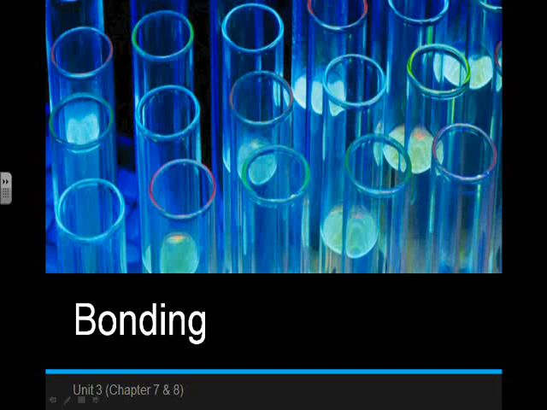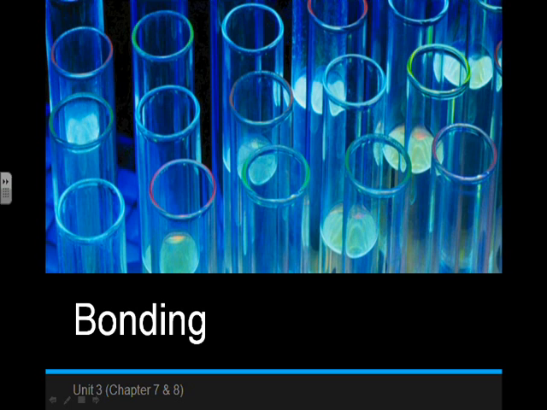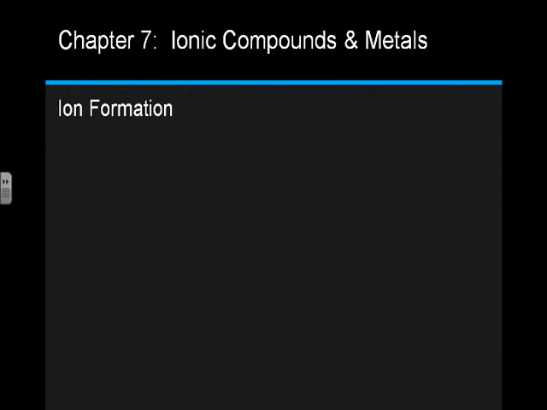Right, let's go ahead and start Unit 3. Unit 3 is going to cover bonding, and it's going to be Chapters 7 and 8 in your book. So let's go ahead and get started. The first thing we're going to talk about is ion formation, and this should be reviewed because we covered this a little bit last unit.